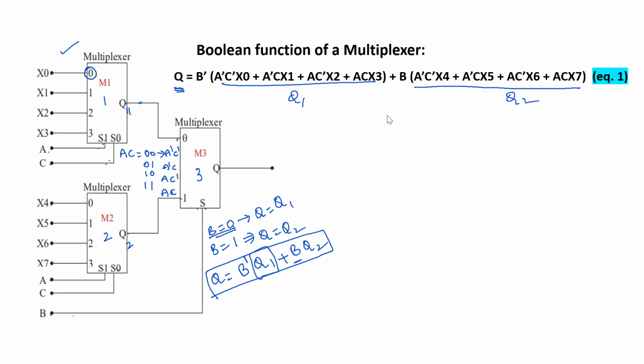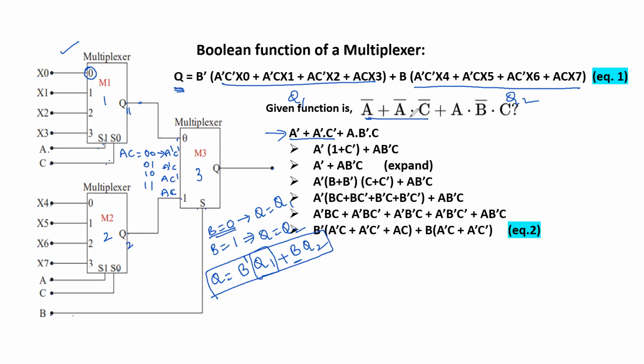Okay. Now we should take the given Boolean expression to find the values of X0 to X7. So first we should realize the given Boolean function to find these values. In these two, A dash is common. Therefore, take A dash common into 1 plus C dash plus A B dash C. Okay. 1 plus C dash, its value is 1 only according to OR gate operation. If any one of the inputs is 1, the output should be 1. Okay, so the remaining is A dash into 1, which means A dash plus A B dash C.